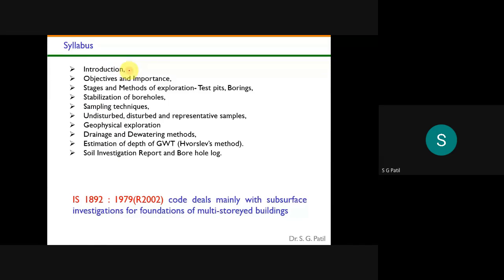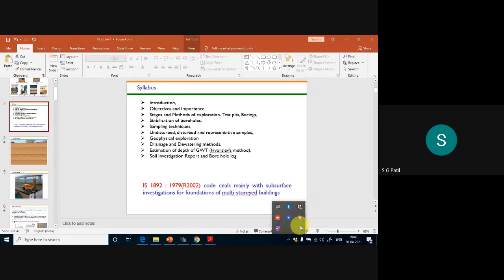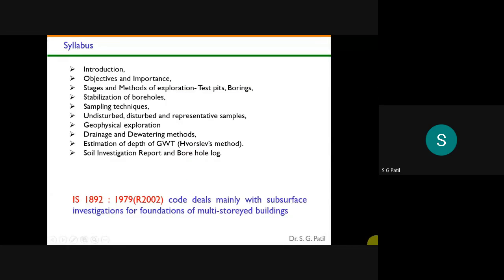So we started with the introduction. Then we have seen the objectives and importance of soil exploration, and also we have seen different stages of soil exploration. What are the different stages? First one is the preliminary investigation, and another one is the detailed investigation.